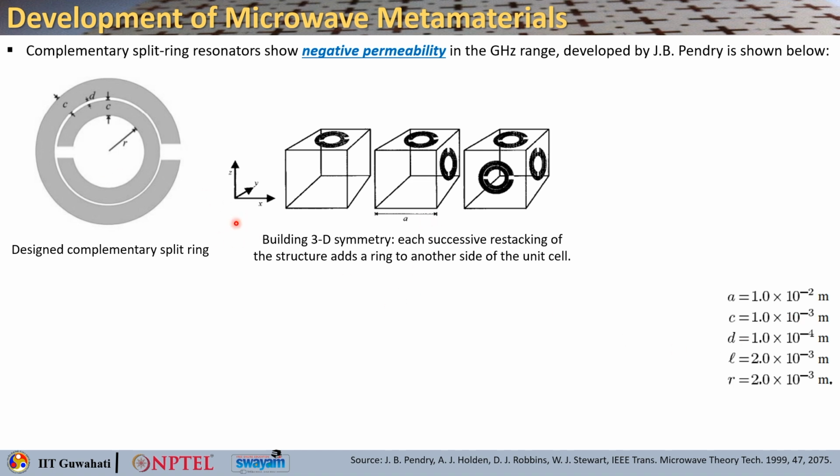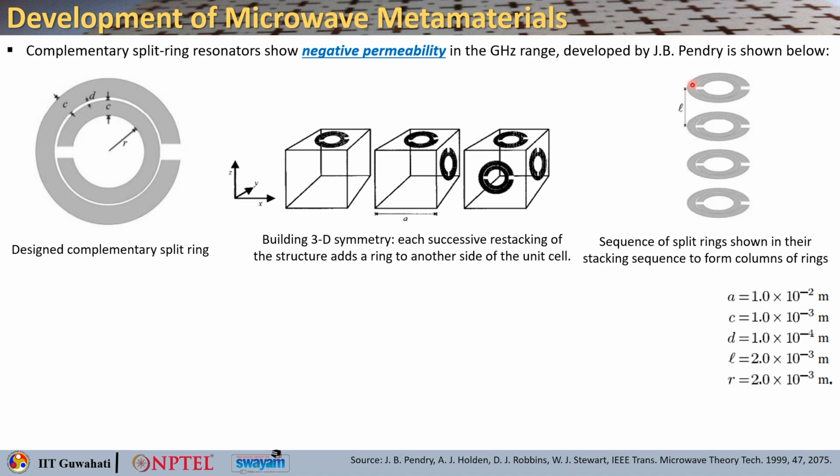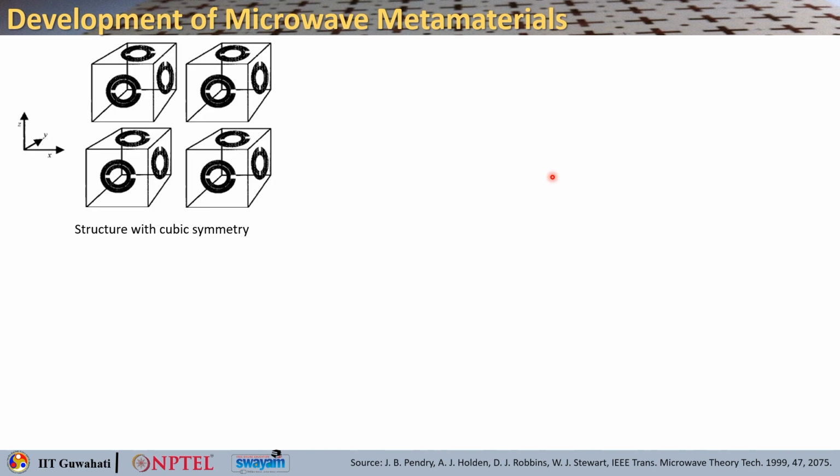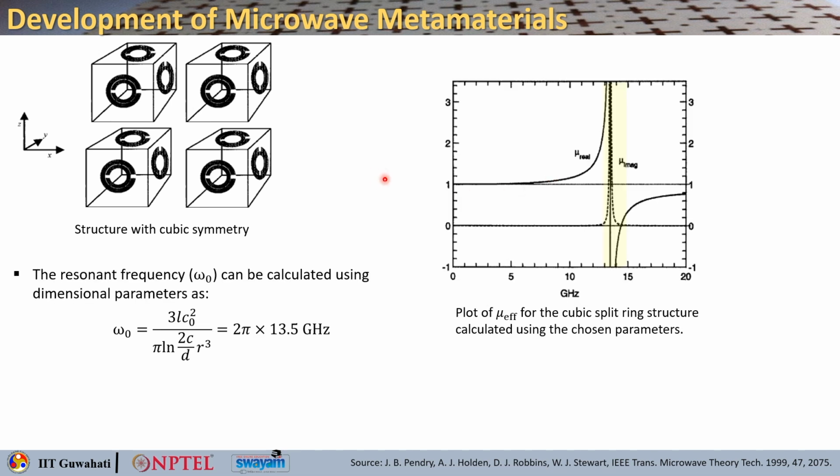So if you want to make a 3D symmetric design, you have to stack this kind of structure on each side of the unit cell. So finally you can use this one and repeat it periodically. Okay, so this is how the stacking has to be done. One split ring resonator is here, the other one will be below. Similarly, on all three directions it has to replicate itself. So that is how you can make a 3D cubic symmetry structure.